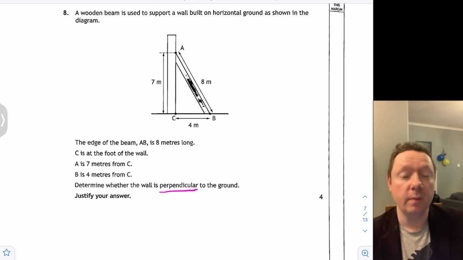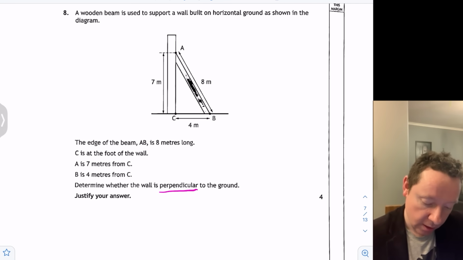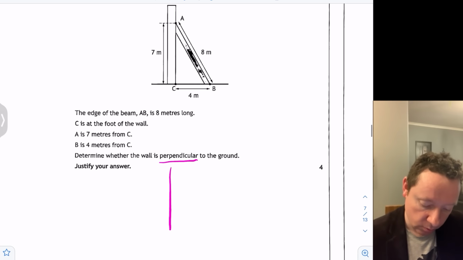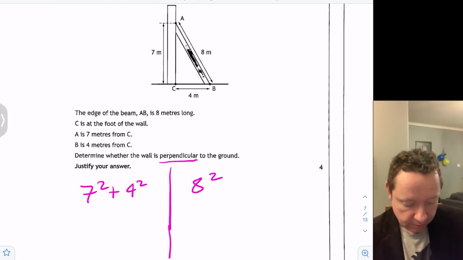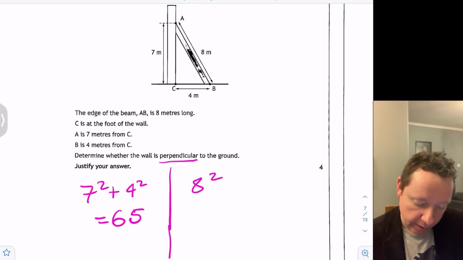The word perpendicular means at right angles. So we're just doing Pythagoras, the converse of Pythagoras. So what we need to check is, does 7 squared plus 4 squared equal 8 squared? So let's just keep it separate because we're checking. So let's do 7 squared plus 4 squared on this side, and let's do 8 squared on that side. So in a calculator, 7 squared plus 4 squared is equal to 65, but 8 squared is equal to 64.